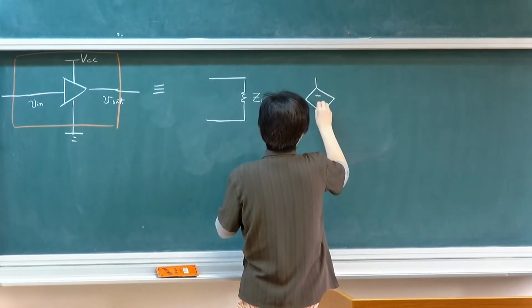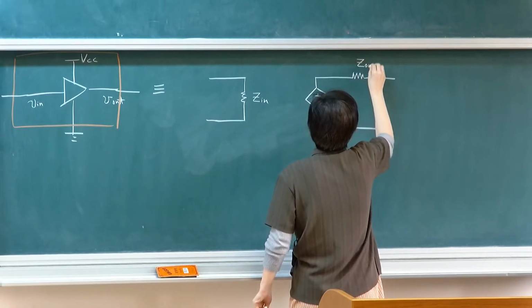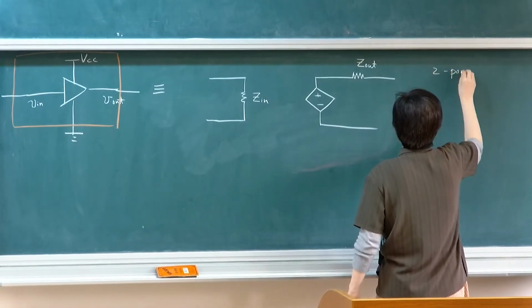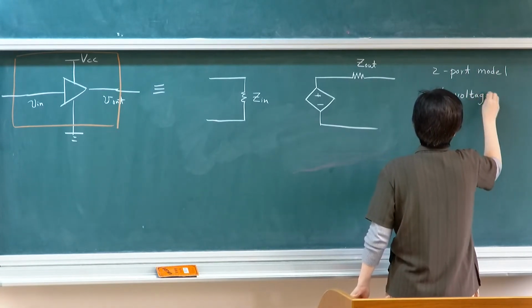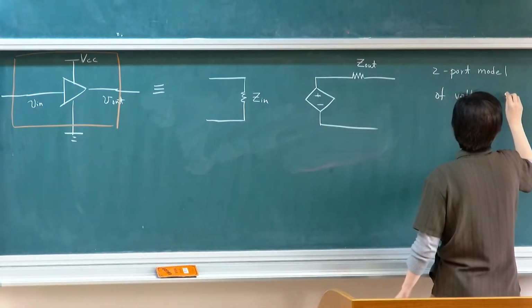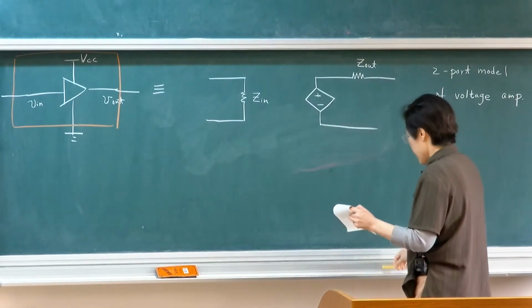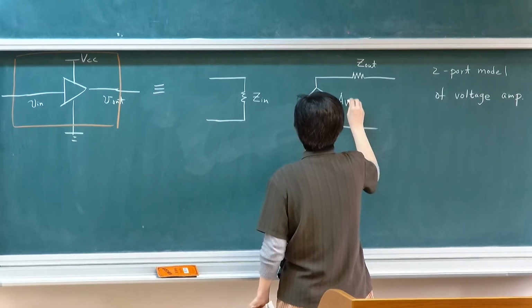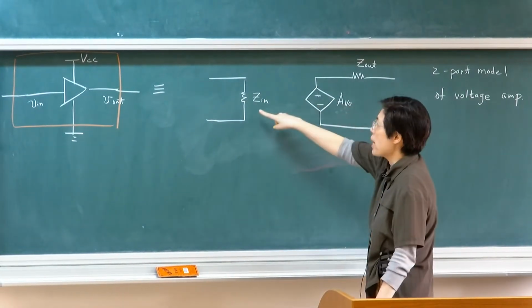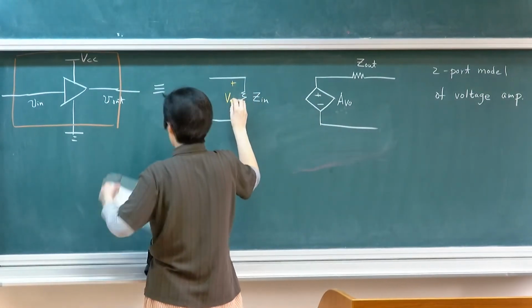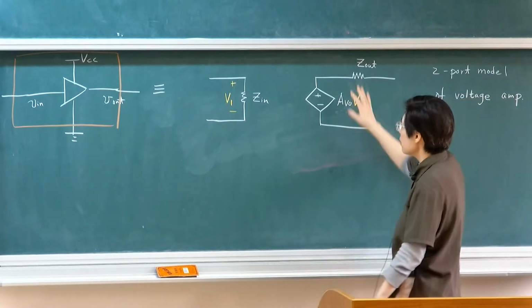And then, because it's a voltage amplifier, I'm using a voltage-controlled voltage source, and then the output impedance. So this is a general two-port model of a voltage amplifier, to describe how the input and output signals behave. This is the equivalent two-port model, and let me finish this description. I have a voltage gain, that's the key, voltage AV. This voltage-controlled voltage source depends on its input voltage here, V1.